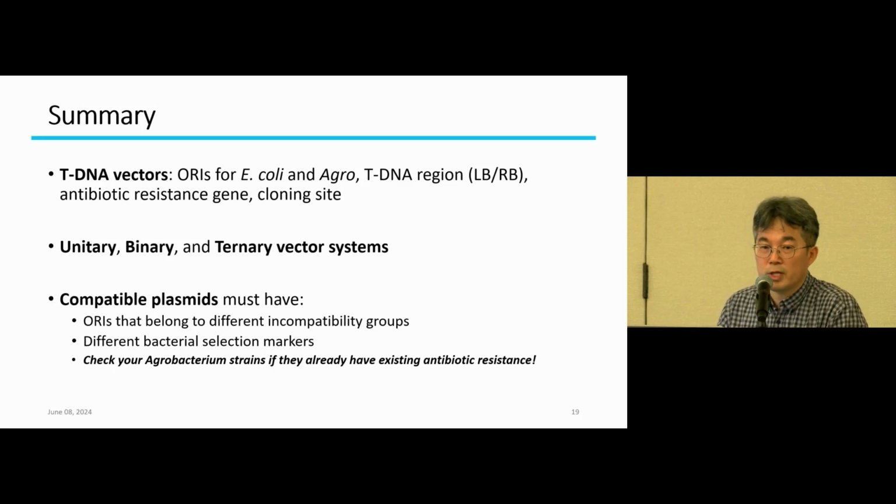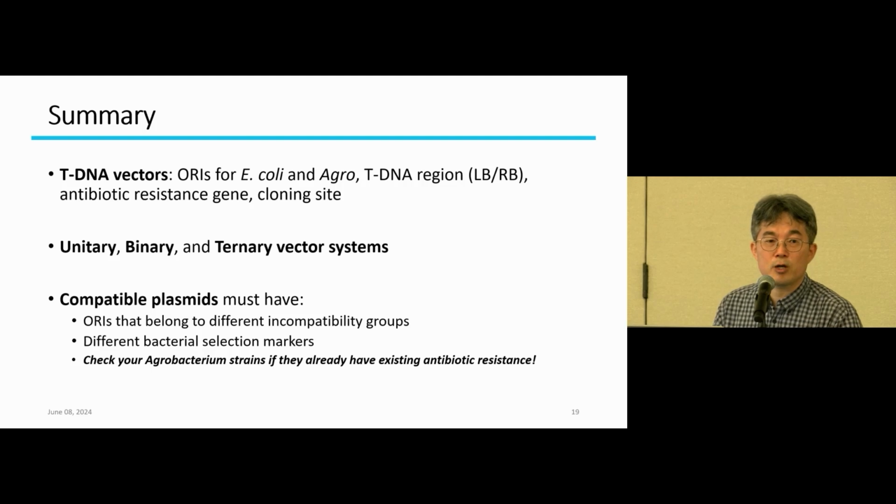If you are experiencing low DNA delivery efficiency, a ternary vector system can really boost your transformation. And if you're thinking of using a ternary vector or multiple T-DNA vectors, you must consider which plasmids are compatible. You need a compatible origin of replication, meaning you cannot put two plasmids with the same origin of replication together; at least choose ones that belong to different incompatibility groups. Second, even if you do that, you must have different antibiotic resistance genes. You cannot use the same antibiotic resistance gene for different plasmids.